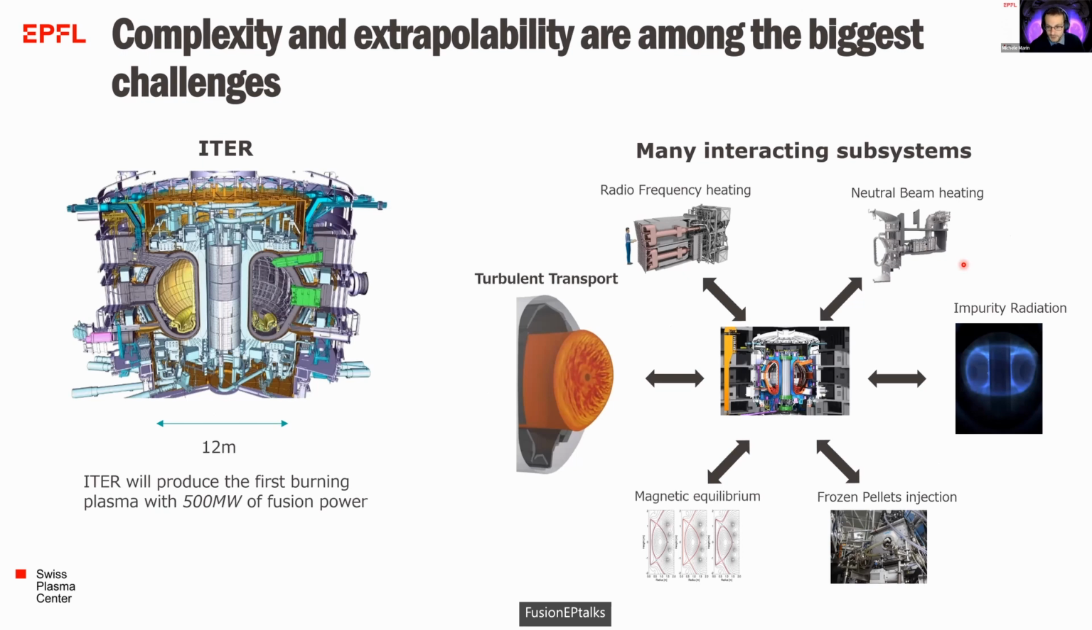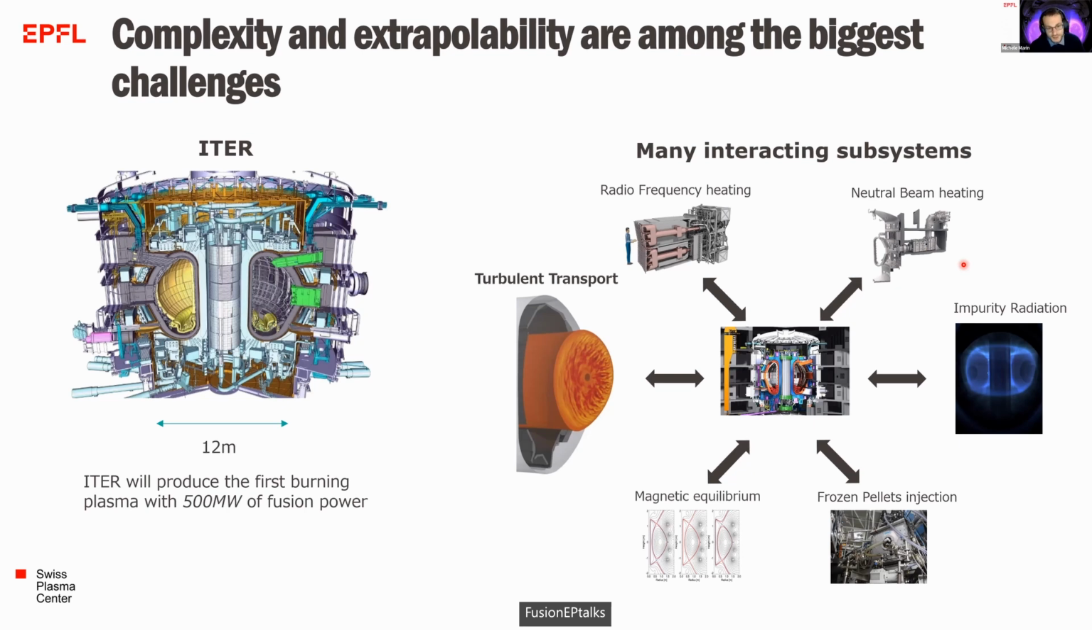And one of the reasons why it's so complex to model, as it's very complex to model current experiments, is that it will be composed of a lot of different parts, different subsystems that will interact with each other. So for example, here, the magnetic coils will produce some magnetic equilibrium where the plasma will be confined. And then we want to heat that plasma, and we will do it with, for example, radio frequency heating or neutral beam injection. We will refuel the plasma with particles, with frozen pellets, at least in ITER.